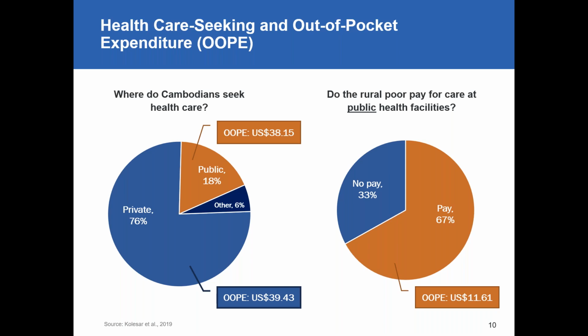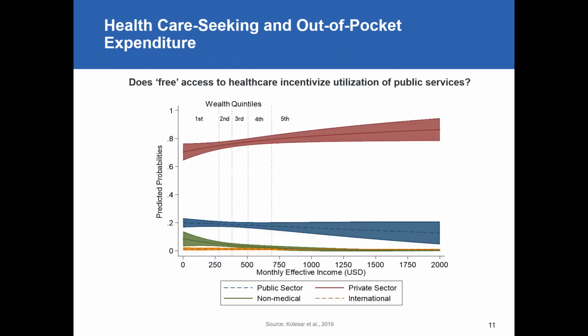The scheme reimburses public health facilities for user fees that are normally paid by the patient with the aim of eliminating out-of-pocket expenditure. First, we can see that the overall health service care seeking in the public sector is rather low. Less than 1 in 5 patients first go to the public sector for services, and paying on average about $38, which is statistically the same as the average out-of-pocket expenditure in the private sector. We also found that over 2/3 of the rural poor pay for care at public health facilities, paying on average over $11 after controlling for other factors.